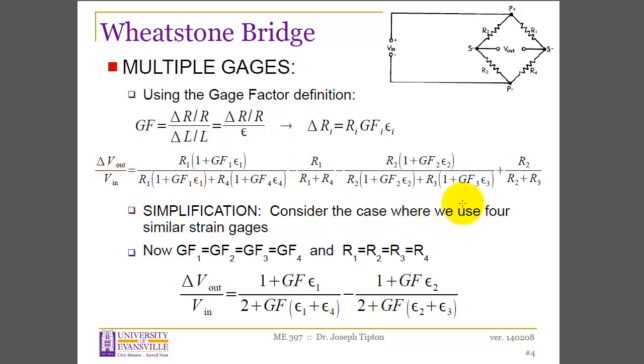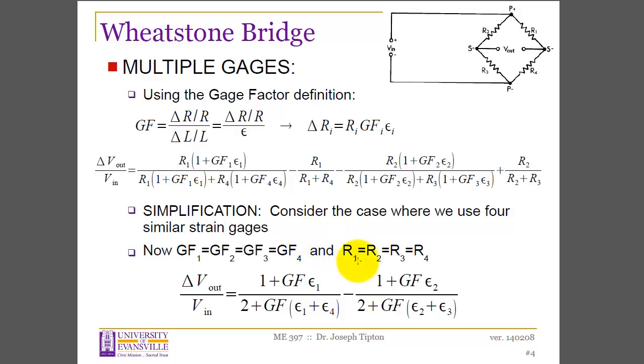Okay, this is pretty bulky, so we're going to make a normal simplification. And in most cases, we can consider where we use 4 similar strain gauges, and if that's true, then each gauge has the same gauge factor, so all 4 are equal.